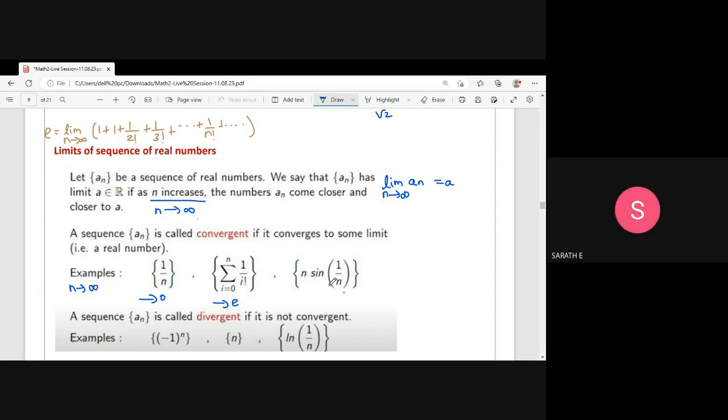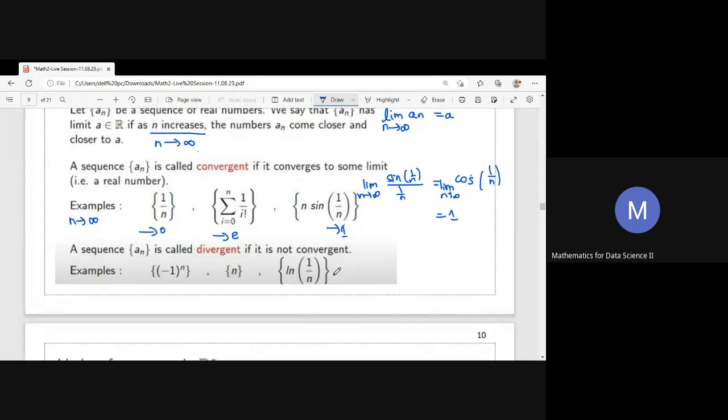And for this, what is the limit? This is a very simple one, right? How do you find the limit of this? You write it as sine of 1 by n over 1 by n. You use L'Hopital's rule and write it as cos 1 by n. So this is the same as limit n going to infinity of cos of 1 by n, and this is nothing but 1. So the limit of this sequence here is 1.